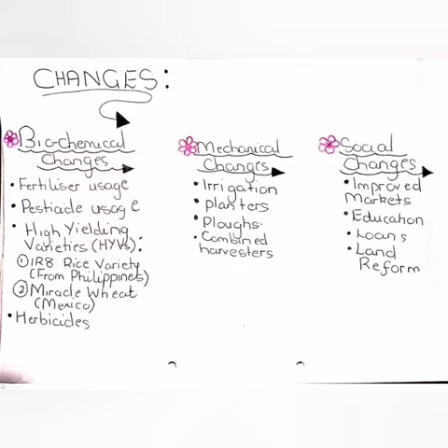Then under our mechanical changes, we have irrigation, we had the use of planters, plows and combined harvesters. And finally, under our social changes, we had a number of things put into place. For example, there was better education, which helped in improving farming as a whole in India. We had loans from a number of banks, we had land reform, and we had improved markets.